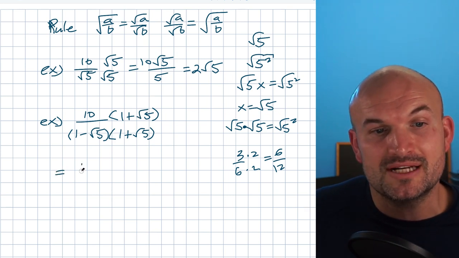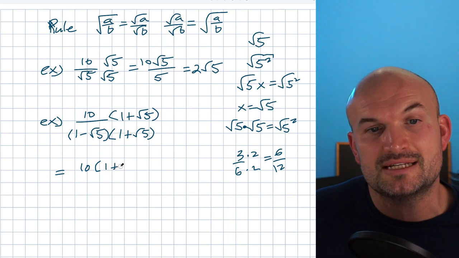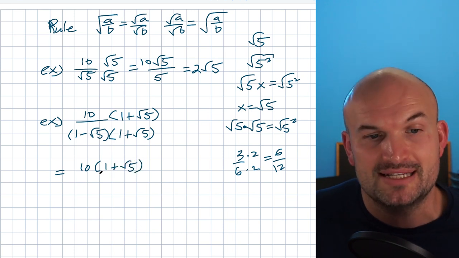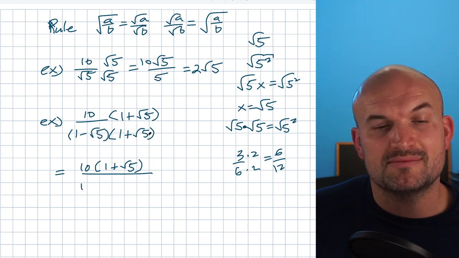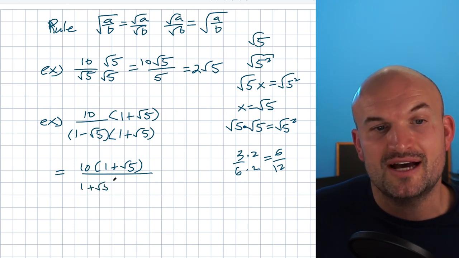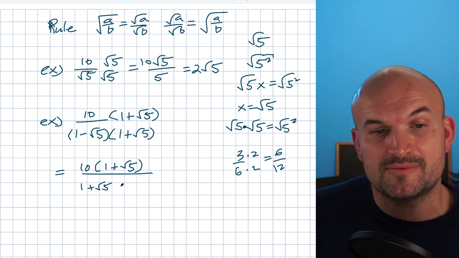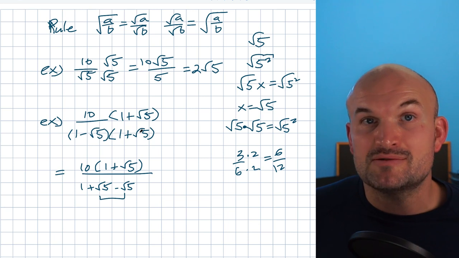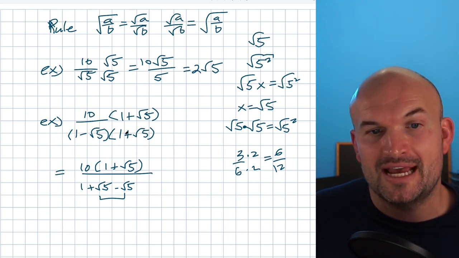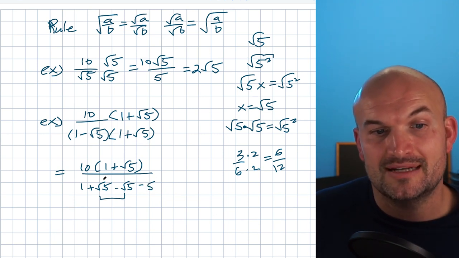Now for the numerator, I'm just going to leave this as a product because something might simplify out once I multiply out my denominator. So down here, I'll just go ahead and use FOIL. So 1 times 1 is going to be 1. 1 times positive square root of 5 is going to be positive square root of 5. Negative square root of 5 times 1 is going to be negative square root of 5. Do you see how these now add to 0? They get eliminated. Negative square root of 5 times positive square root of 5, that's going to be a negative 5. Now that goes to 0.